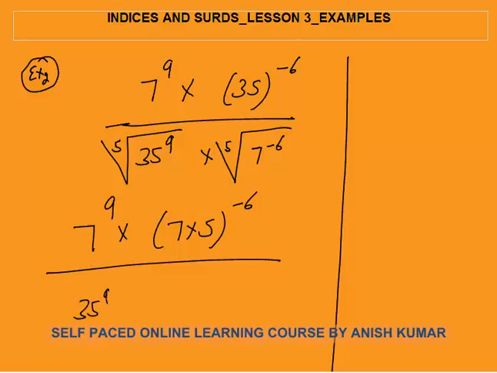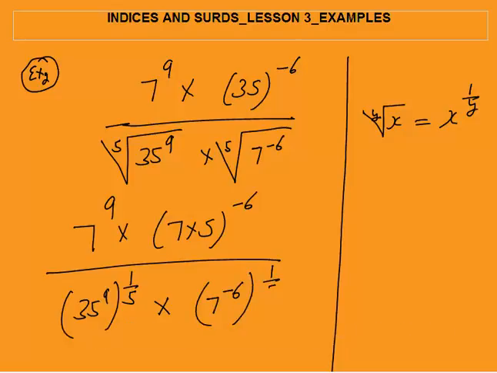This means the fifth root of 35 power 9, that is, power 1 by 5, because the basic concept is this: when I say the yth root of x, this means x power 1 by y. So this means 35 power 9 was already there, and power 1 by 5 into 7 power minus 6 is already there. This becomes power 1 by 5.